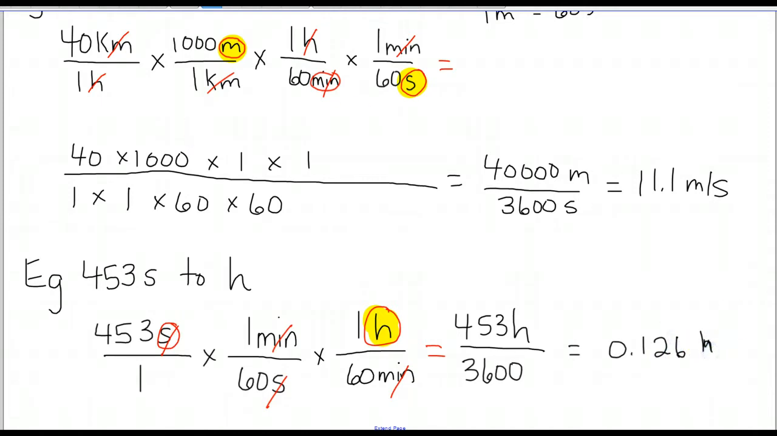Now, it's good to get in the habit, too, of checking our final answer. How many significant digits should our final answer have? Well, what did they give us? They gave us 453. There's 3 there, so our final answer should have 3.